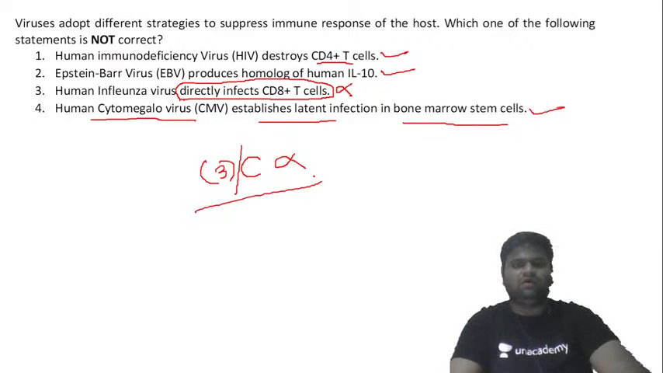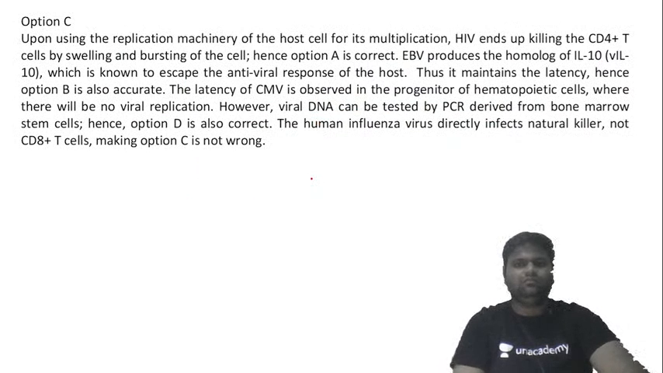So let's see how. So upon using the replication machinery of the host cell for its multiplication, HIV ends up killing the CD4 T cell by swelling and bursting of the cell. Hence option A is correct. Epstein-Barr virus produces homologue of IL-10, which is known to escape the antiviral response of the host. Thus it maintains the latency. Hence option B is also accurate.